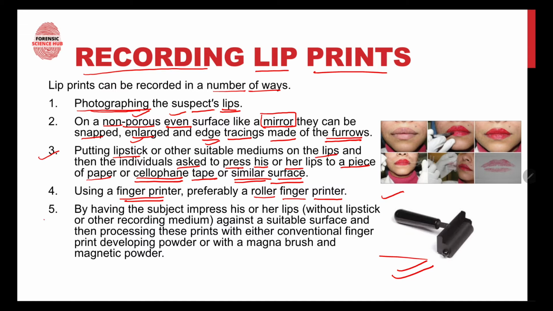Then also another method is by having the suspect impress his or her lips, without lipstick or other recording medium, against a suitable surface, and then processing these lip prints with either conventional fingerprint developing powder or with a magna brush and magnetic powder. The lips are pressed onto a surface, and then those prints, those latent prints, are developed either using colored powders or using magnetic powders.